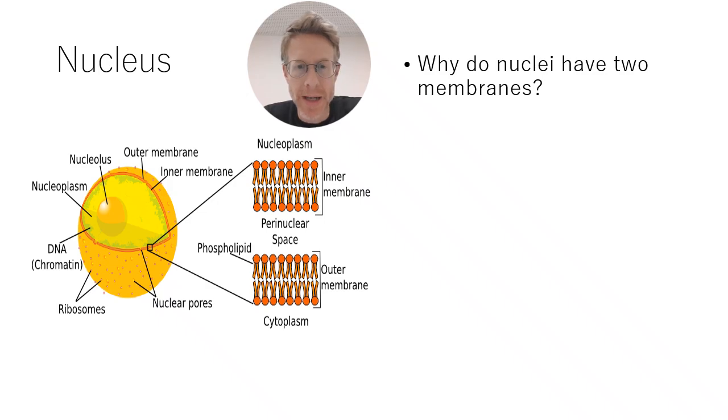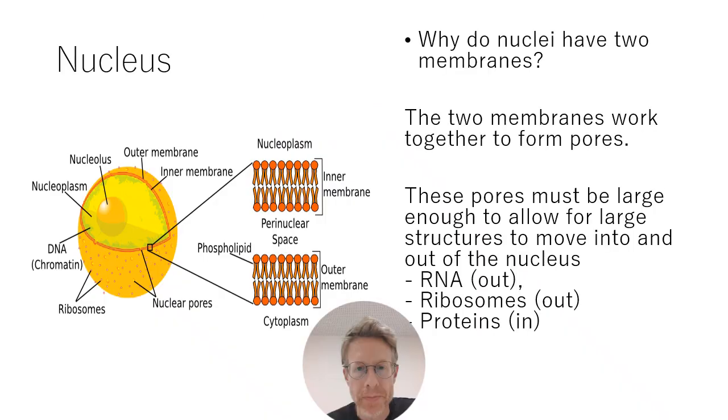So looking at this, first just notice that there are two phospholipid bilayers. So in other words, 4 layers of phospholipids around the nucleus. That's quite different than the plasma membrane, which has 1 phospholipid bilayer, or 2 layers of phospholipids. So yeah, there's an inner and outer membrane. Why is that the case?